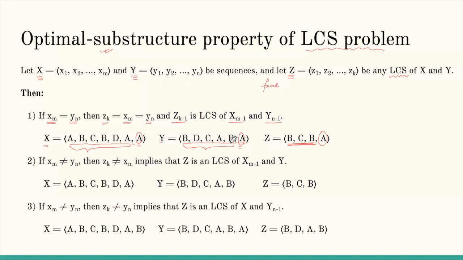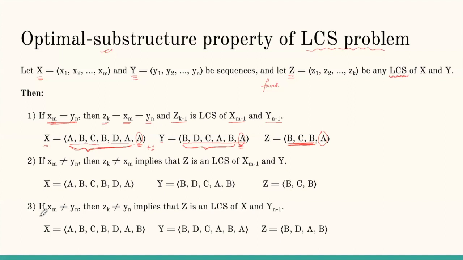We argue this is the case because say that it was not the longest common subsequence between Xm minus 1 and Yn minus 1. Now, if this was not the longest common subsequence, then there must be another longest common subsequence between Xm minus 1 and Yn minus 1. But if there was such a longest common subsequence, then we could easily add the last characters, which we already know are equal, as plus 1 to the longest common subsequence, and that would contradict the original assumption that G is the LCS of X and Y, right?